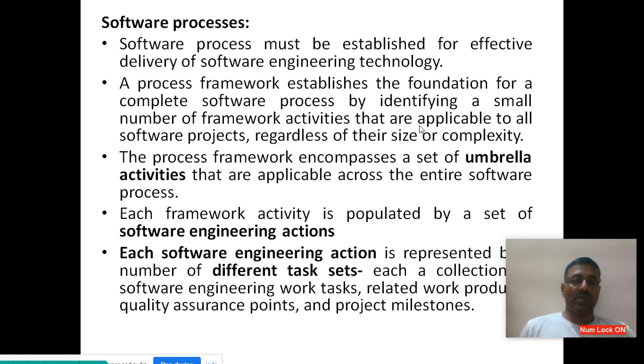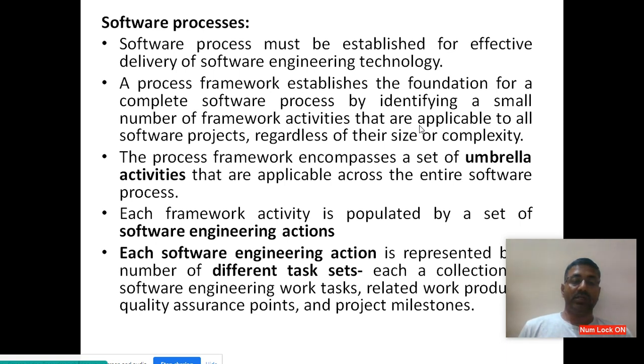Next, the software process must be established for effective delivery of software engineering technology. So this is the process framework. Framework means some umbrella activities: where we are going to start, where we are going to finish, and how we are going to pass each and every level. That should be established and predefined earlier, right? So the software process should be identified in the right way, followed by the right framework activities.